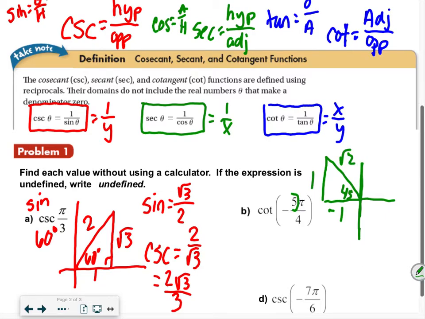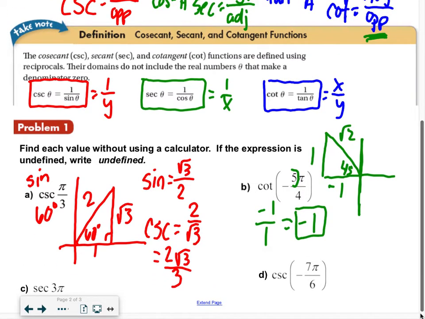Cotangent is adjacent over hypotenuse. So if you want to memorize those, you sure can. Adjacent is negative 1, hypotenuse square root of 2. I'm sorry, not hypotenuse. Adjacent over opposite. Sorry about that. So negative 1. So my cotangent is just negative 1. Coincidentally, your tangent is also negative 1, but 1 divided by 1 is always 1. So when you flip it, it doesn't really change.